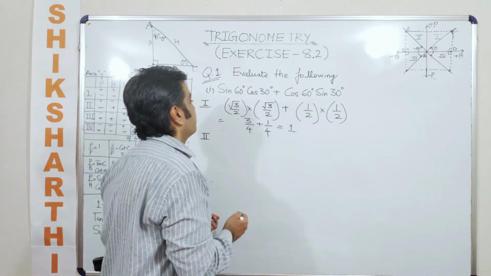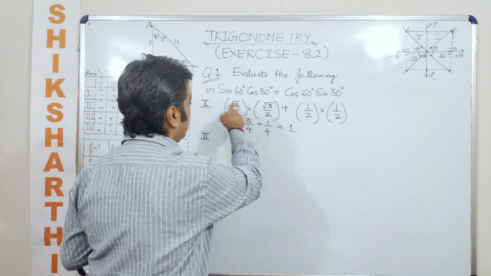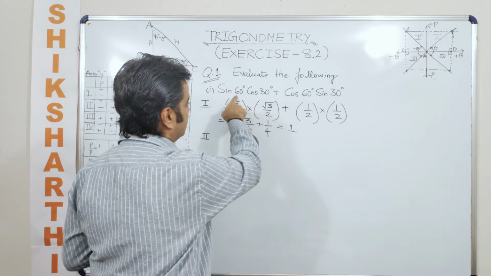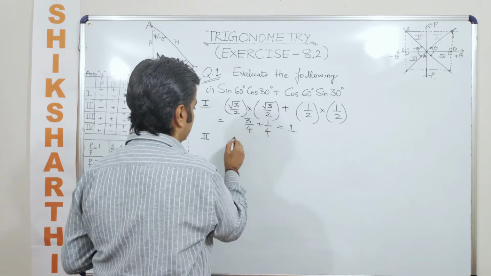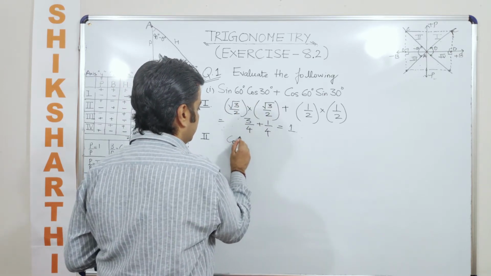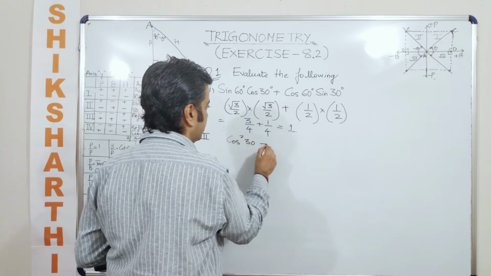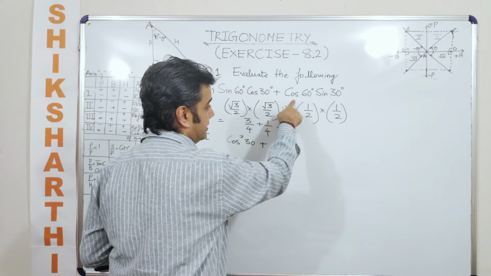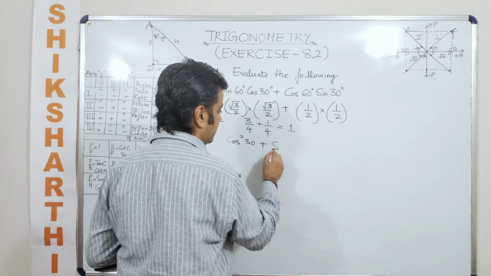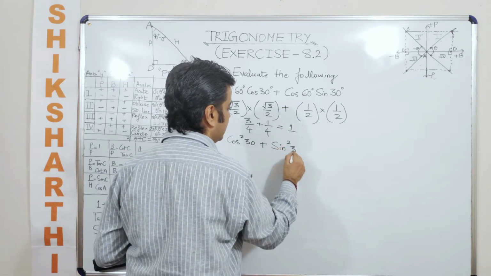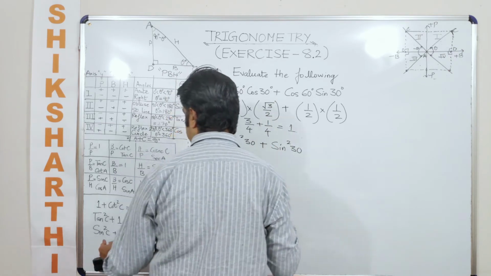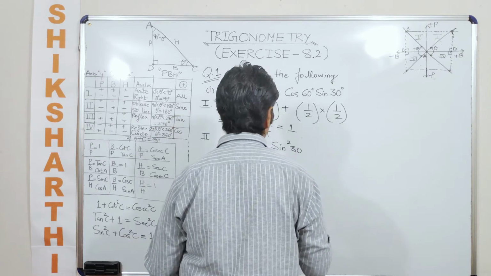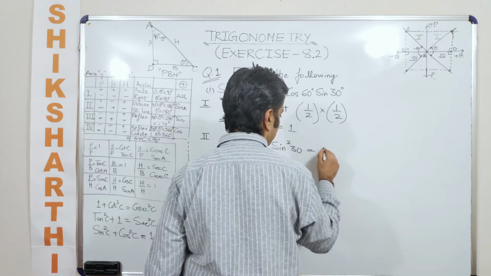So coming back, what are we supposed to do? In a right angle triangle, sine 60 is equal to cos 30. So this is cos 30 into cos 30, which is cos square 30, plus, now we know that cos 60 is sine 30, so sine 30 into sine 30 is sine square 30. So we can now convert this question into a trigonometric identity. We know that sine square C plus cos square C is equal to 1. So directly we could have said this is equal to 1.